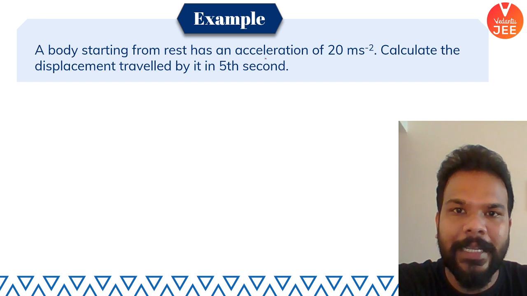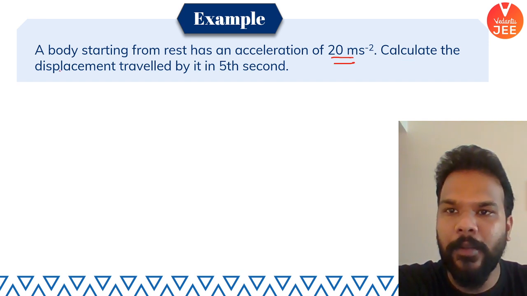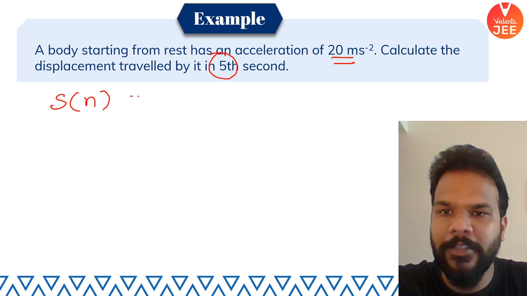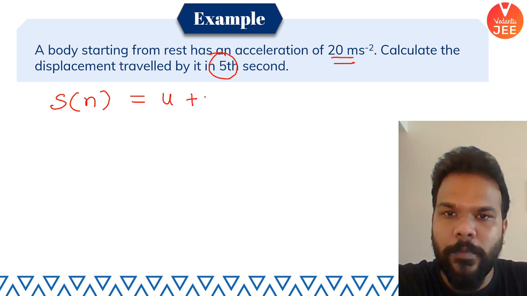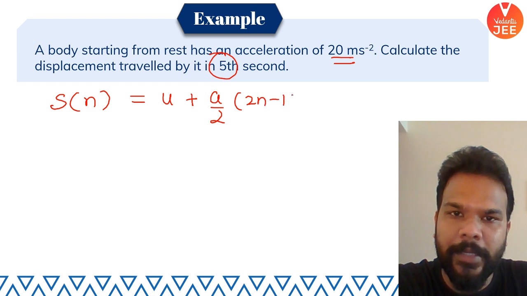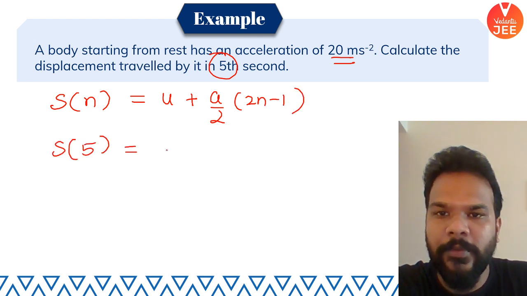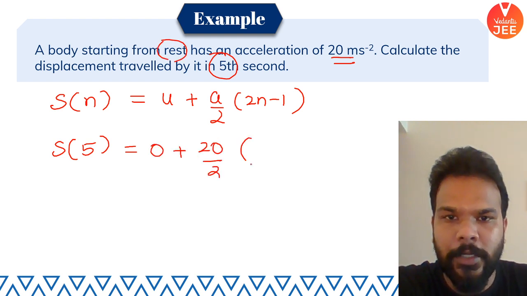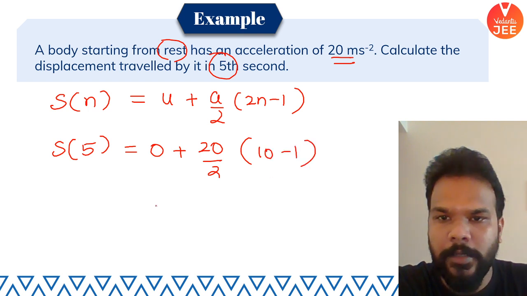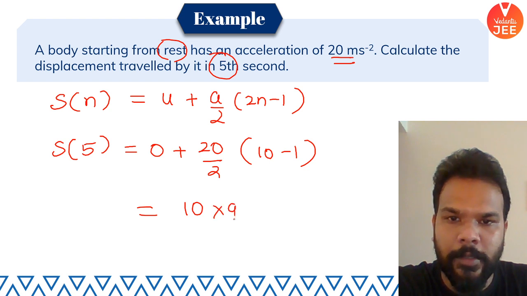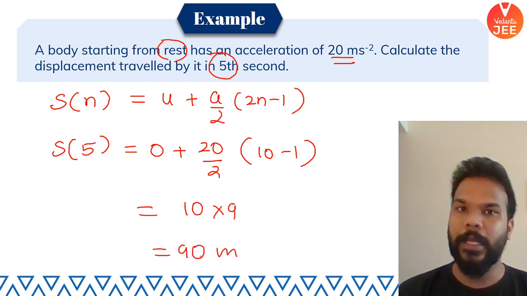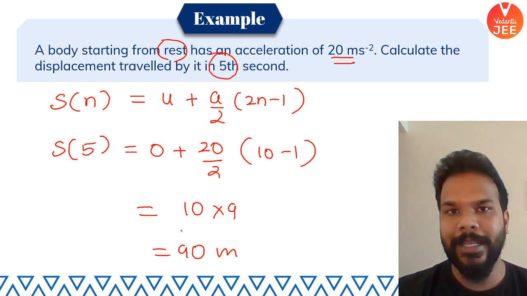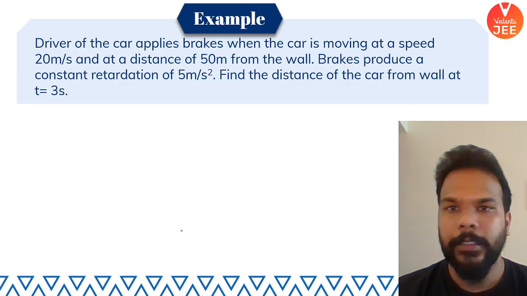So a body starting from rest has an acceleration of 20 meter per second square. We have to calculate the displacement covered in fifth second. Very nice. So we just found out the formula, which is basically Sn equals u plus a by 2 into (2n minus 1), and I'm going to put n equal to 5, and because it is starting from rest, u is 0, acceleration is 20 divided by 2, and 2 5s are 10 minus 1, so this is what I'm getting, 10 into 9, that is 90 meter. Okay, that's our answer, 90 meter. That much displacement the body will cover in the fifth second, that is time between t equal to 4 and t equal to 5. Okay, cool.